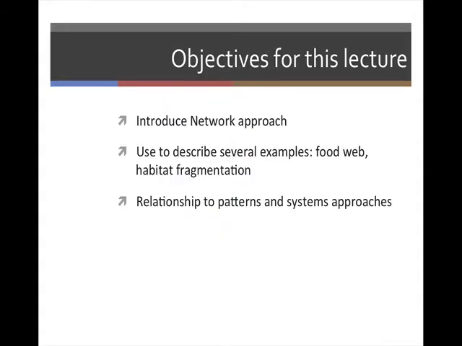The objectives for this lecture are to introduce the network approach, which again is one of the 5 approaches we're going to use to gather information and help understand problems. And then I'm going to describe several examples. One is going to be a food web, and the other is going to be a more spatial habitat fragmentation type use of the network approach. And then we're going to go through several examples of these, and then we're going to talk about the relationships of the pattern and systems approaches to network.